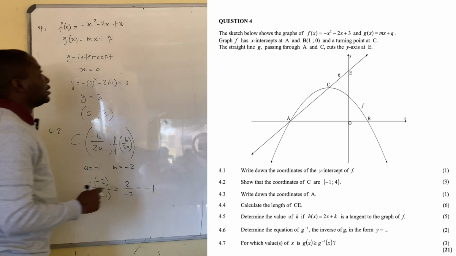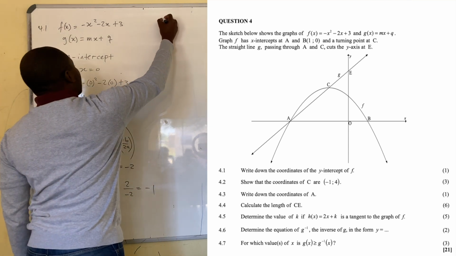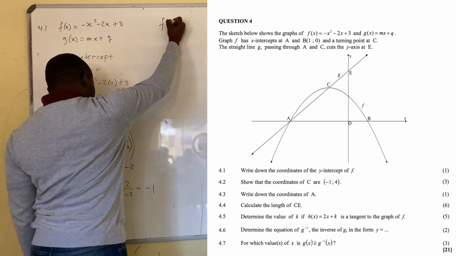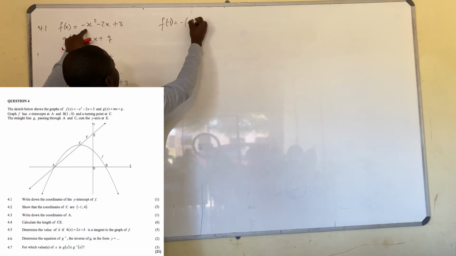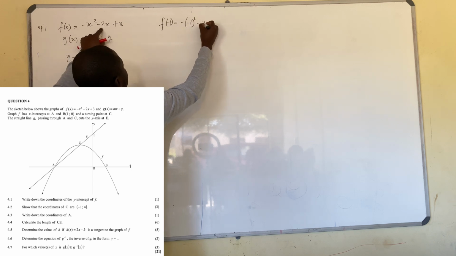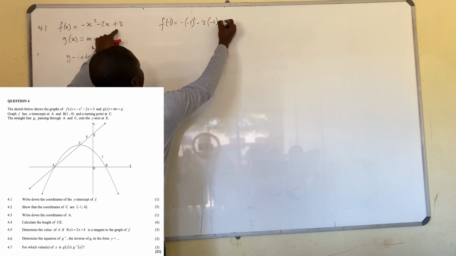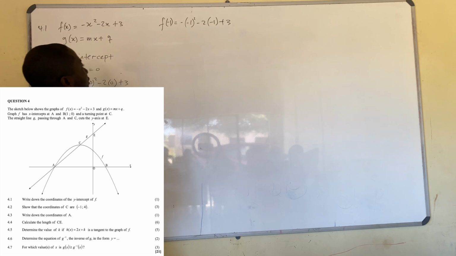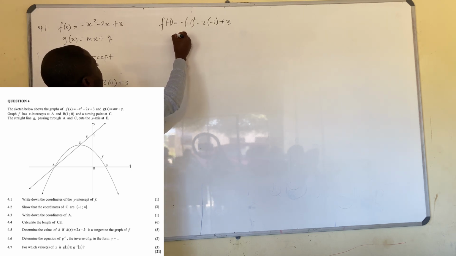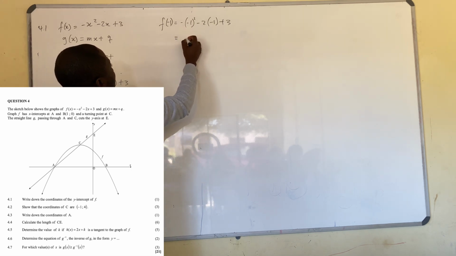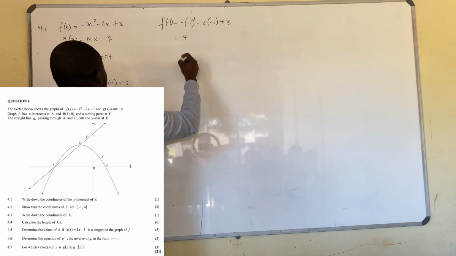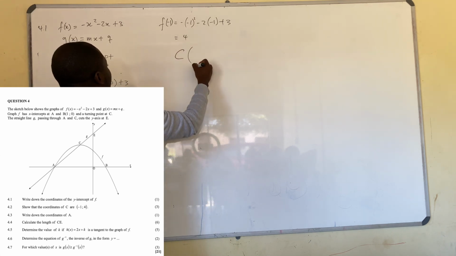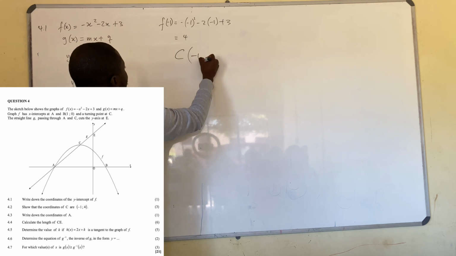To find the y coordinate, we then do f of negative 1. We substitute, so it's negative negative 1 squared minus 2 times negative 1 plus 3. So then that will be equal to 4. Everyone got 4? Yes. Fantastic. So C then, the coordinates of C are, the x coordinate is negative 1 and the y coordinate is 4. Good.